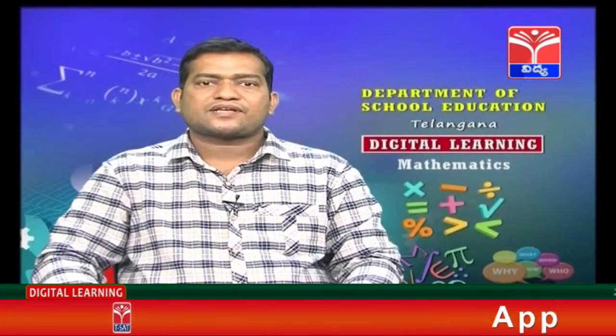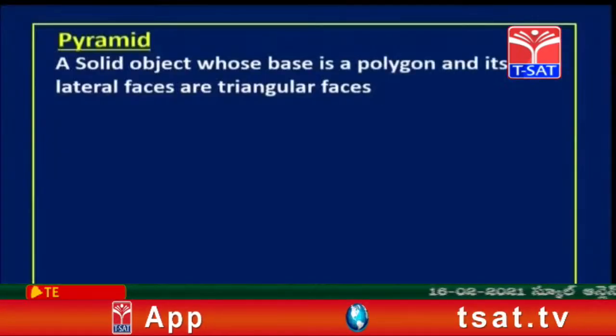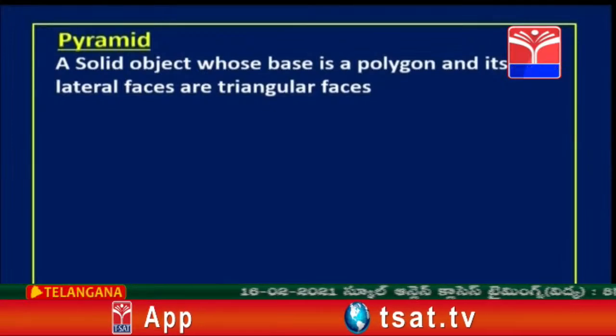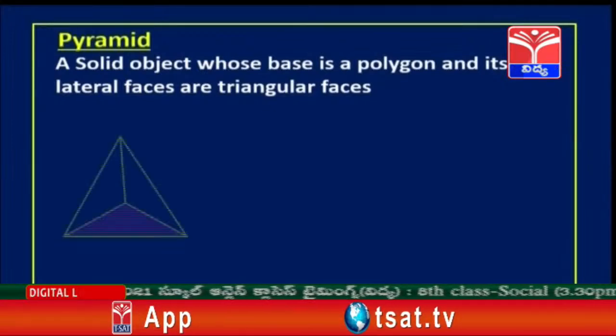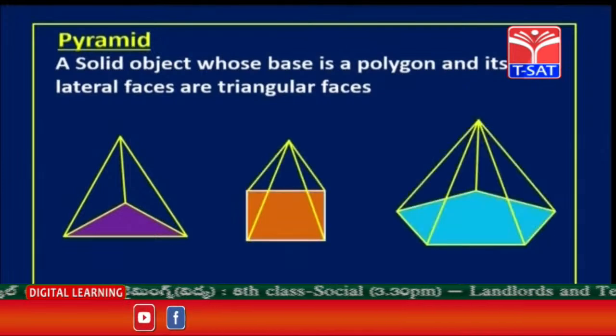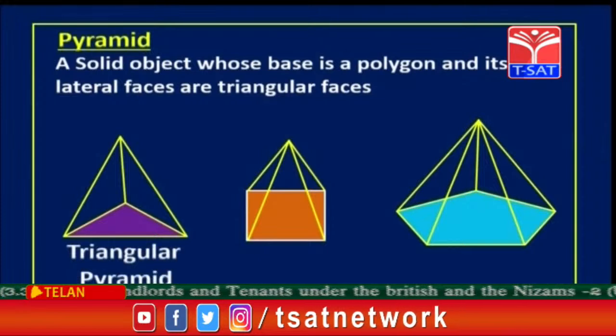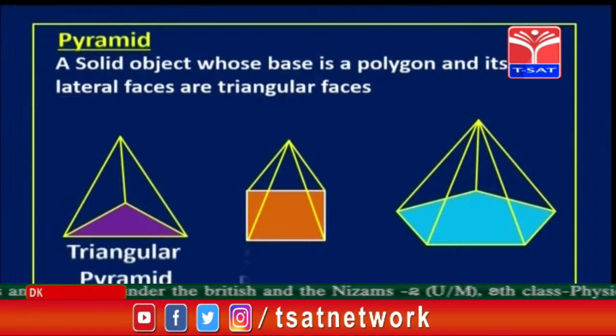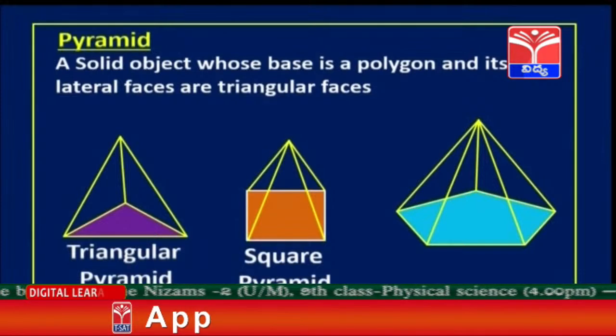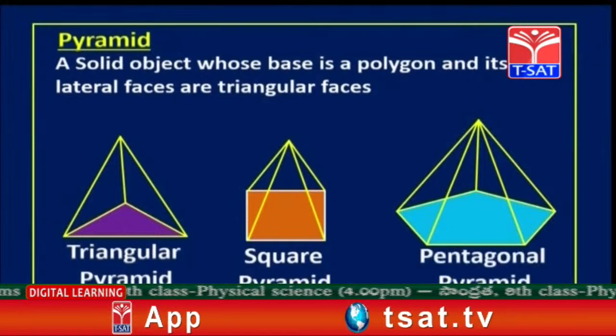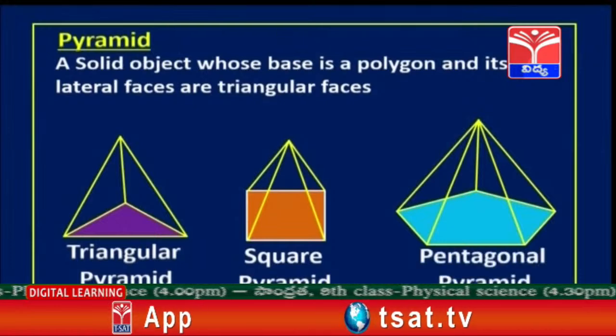Okay children, now let us understand what is a pyramid. A solid object whose base is a polygon and its lateral faces are triangular faces. Children, here I am taking 3 pyramids. The first one is having triangle base, so we have to call it as triangular pyramid. Second one, square base, so we have to call it as square pyramid. Third one, pentagon base, so we have to call it as pentagonal pyramid.